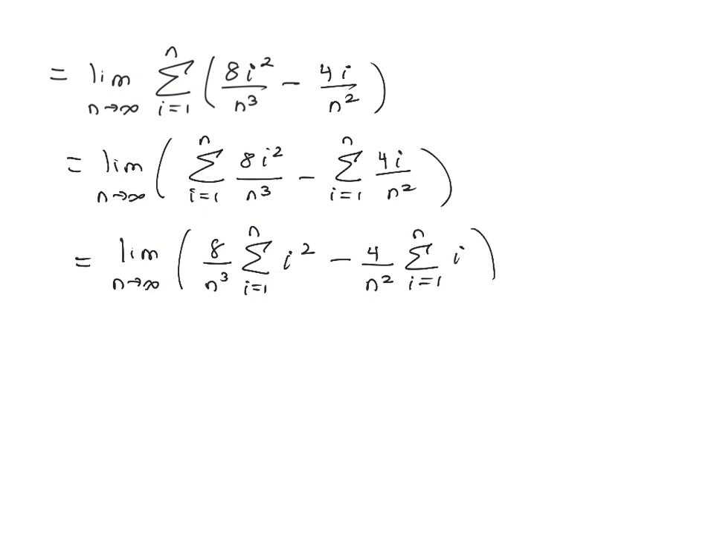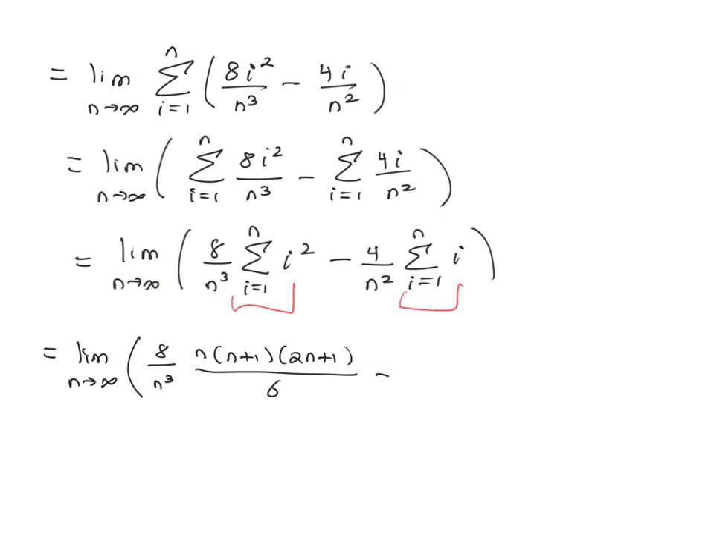We now have formulas for this thing and this thing, and they only depend on n, so I'll replace those. This is the limit as n goes to infinity of 8 over n cubed, and for the i squared, it's going to be n plus 1, and then 2n plus 1, all divided by 6, minus 4 over n squared times n plus 1 all over 2.